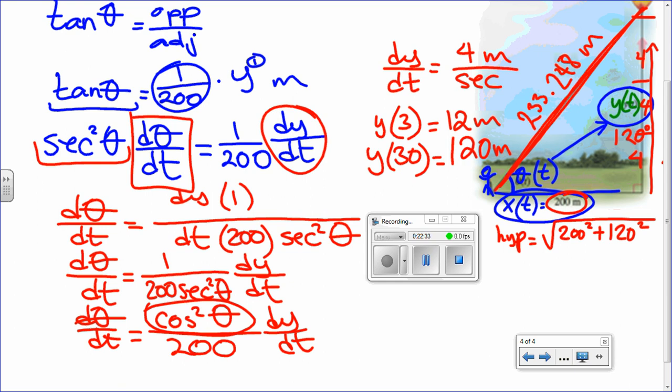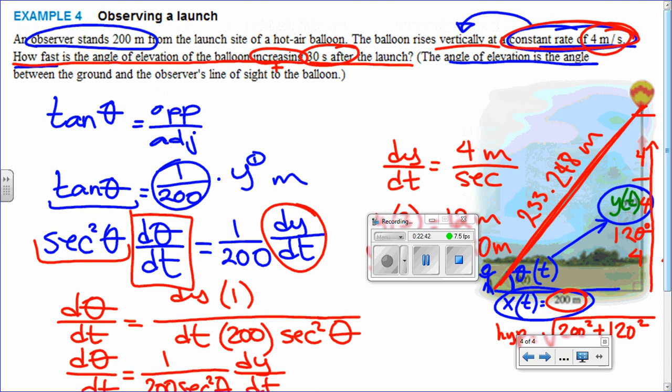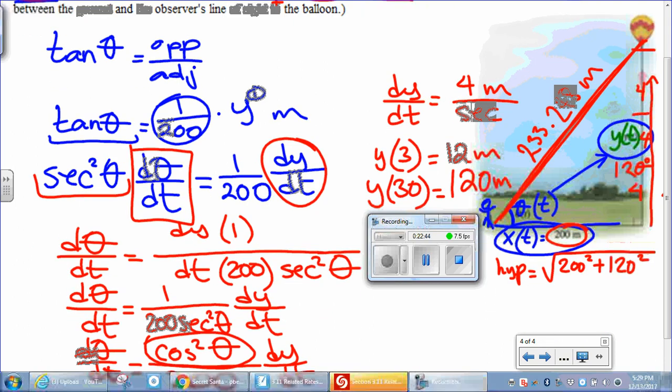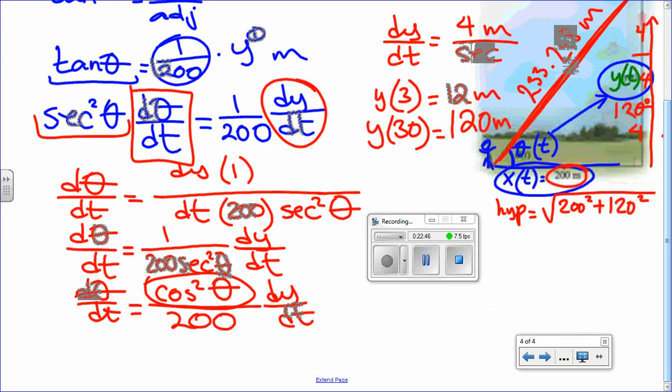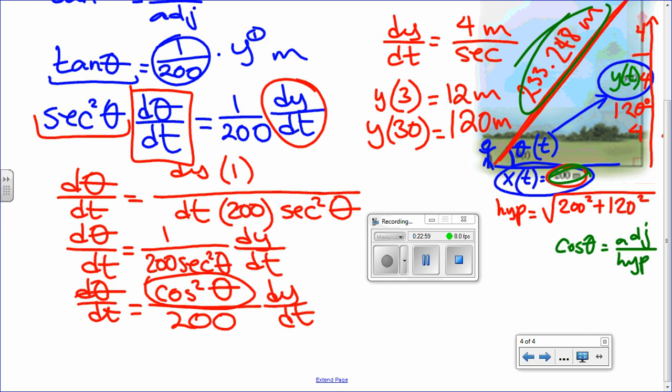And how do we get that? Remember, this is traveling 4 meters per second. So 30 seconds, 120 meters. That's how we found that. That was given to us. And so now that we know the adjacent side, and remember for cosine we need the adjacent and the hypotenuse. We do have the adjacent here, and now we do have the hypotenuse. But to find the hypotenuse, we had to find the opposite side as well.